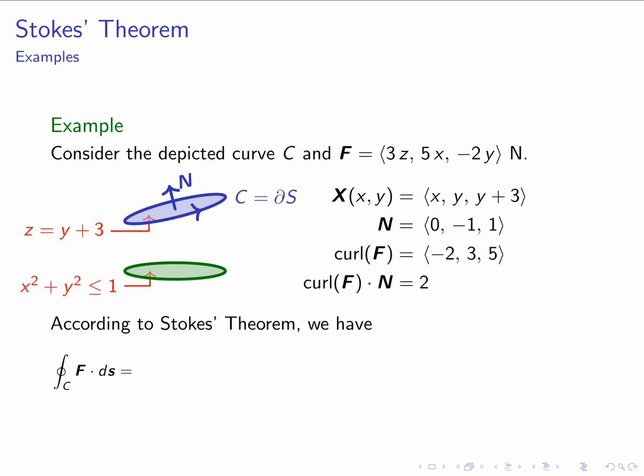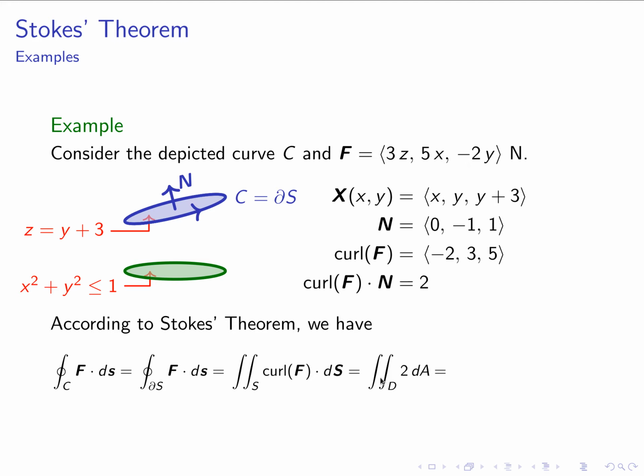So according to Stokes' theorem, the circulation of this vector field along the curve that we're given is the same thing as the circulation of the vector field on the boundary of our surface. And Stokes' theorem says that the circulation of a vector field along the boundary of a surface is the same thing as the vector surface integral of the curl of that vector field on the surface. And we just found that the curl dotted with our normal vector is 2.